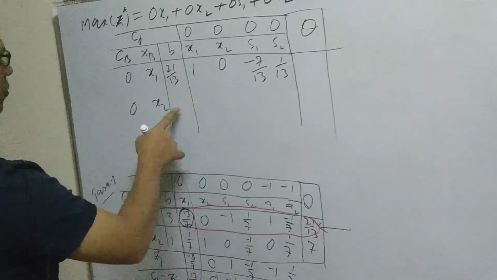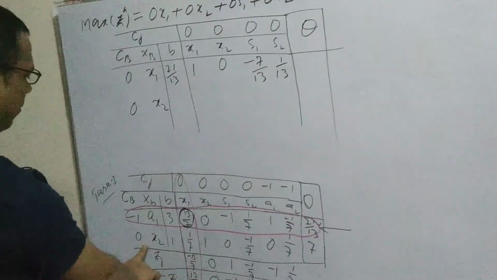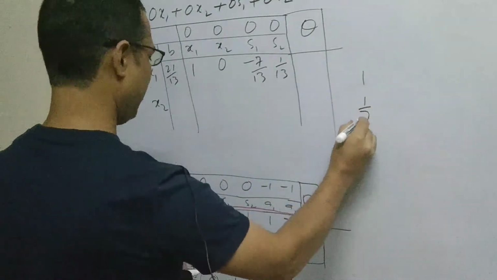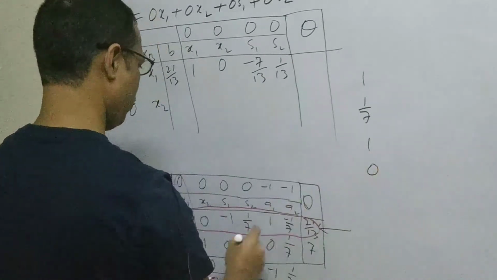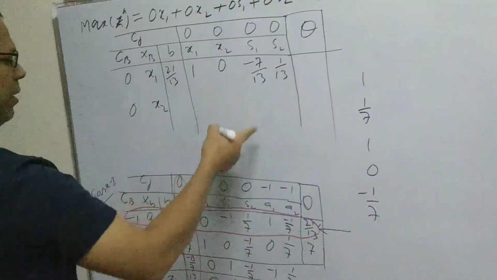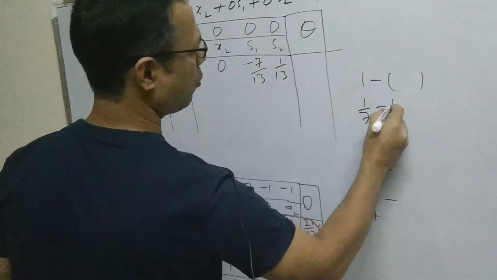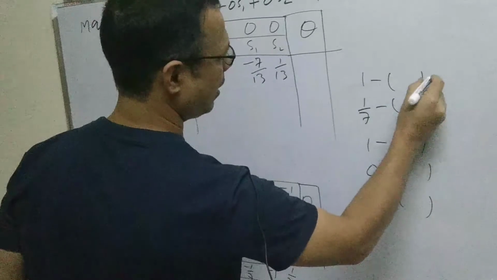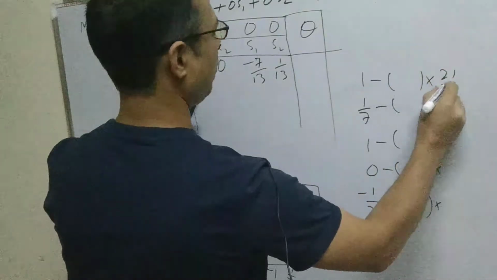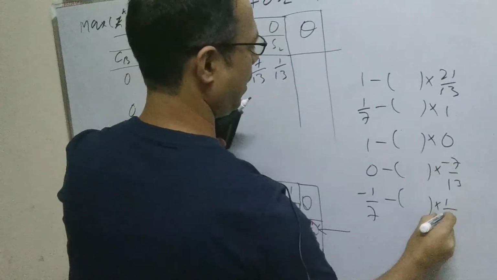Here, for this row, the same procedure: we need to take its old value. Old value means the previous table, from table 1. What was the value? Start from the B: 1 by 7, 1, 0, 1 by 7, 1, 0, minus 1 by 7, because a1 and a2 have already been removed from this table. Just put a negative sign here and write the constant value, then multiply by the new value. Here the new value is 21 by 13, 1, 0, minus 7 by 13, 1 by 13.